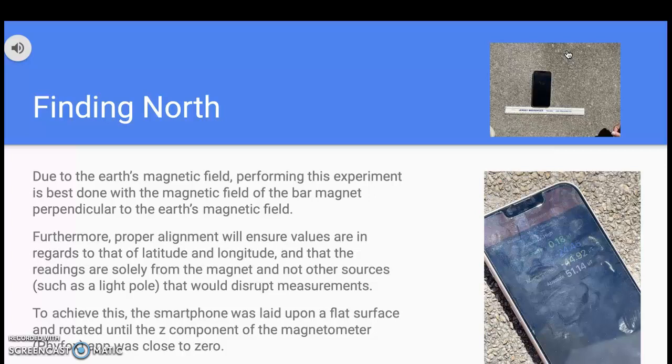Since Earth has a magnetic field, we must account for it, and therefore find it by using the bar magnet and making sure it is perpendicular to Earth's magnetic field. With this in mind, it will allow us to find proper alignment in regards to latitude and longitude, and therefore ensure all readings are not including disruptive fields.